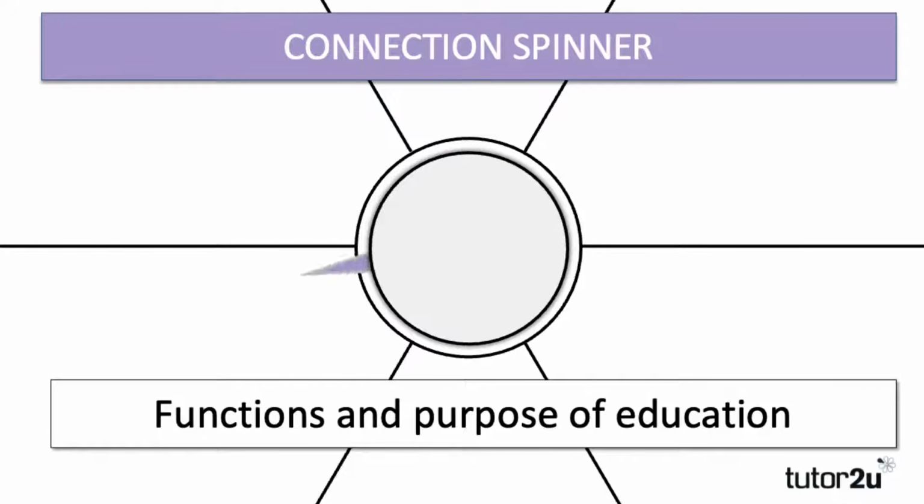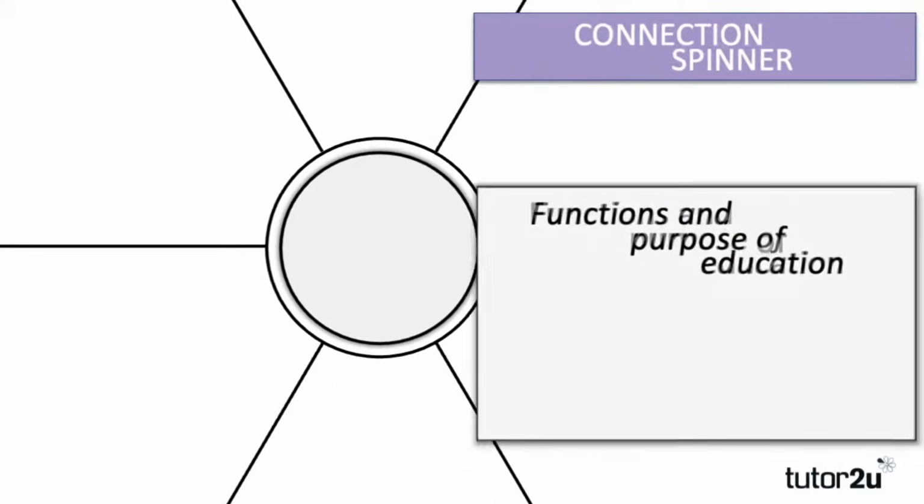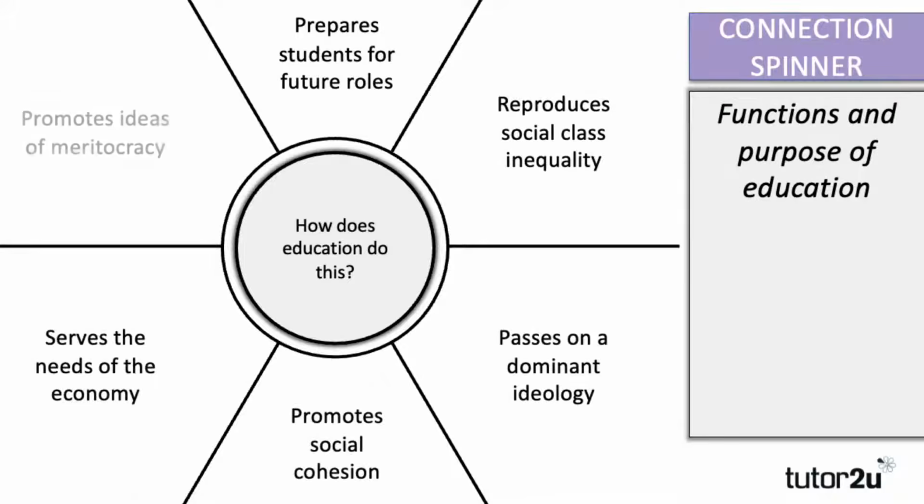That's great. So what we're going to look at now is the skill of application, and we're going to apply some of these outcomes that we saw before, and look at how education does this. As you can see on the connection spinner, we've got 6 concepts: promoting the ideas of meritocracy, preparing students for future roles, reproducing social class inequality, passing on a dominant ideology, promoting social cohesion, and serving the needs of the economy.